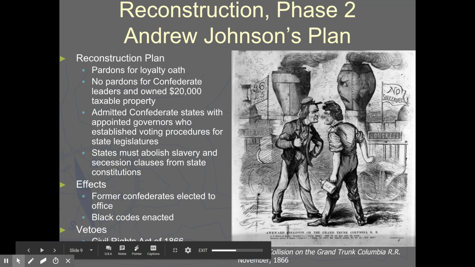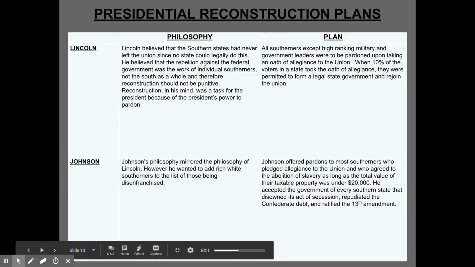Under Johnson's Reconstruction plan, you can take a look and see his philosophy mirrored the philosophy of Lincoln. However, he wanted to add rich white Southerners to the list of those who wouldn't be allowed to vote. He'll offer pardons to most Southerners who pledged allegiance to the Union and agreed to abolish slavery, as long as the total value of their taxable property was under $20,000. He accepted the government of every Southern state that disowned its act of secession, repudiated the Confederate debt, and also ratified the 15th Amendment. All right, to which, of course, the Radical Republicans are going to be against this. So there are their philosophies.